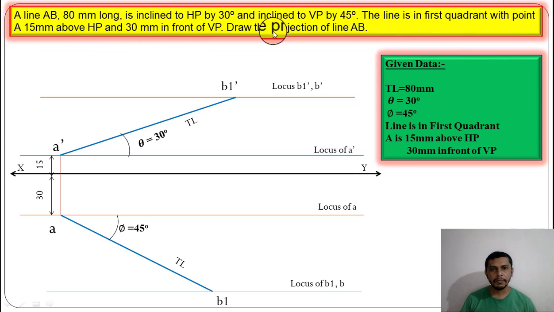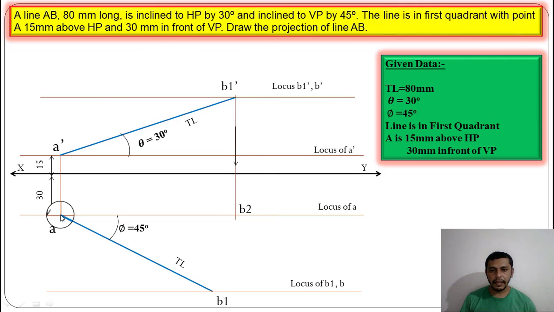Now we have to draw the projection of the line. That means we have to draw the front view and top view of the line. And if we have true length, how can we derive the front view and top view of the line? So for that, draw a straight line from B1 dash up to locus of A. Draw a vertical line, that is a straight line, perpendicular to the XY reference line from B1 dash up to locus of A. The intersection of this line and locus of A will be a point B2.